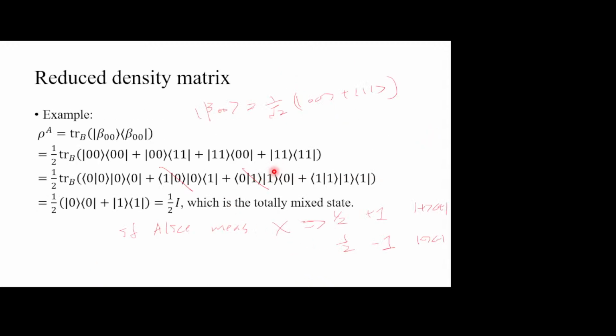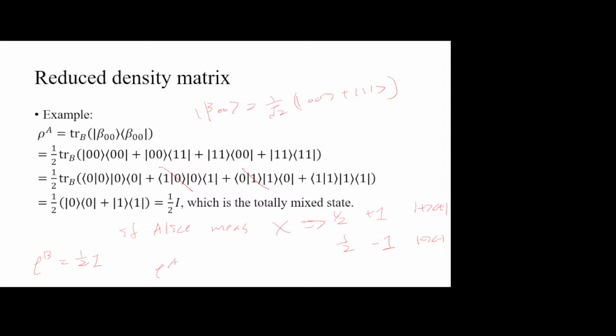Because you can see that rho A equals 1/2 identity, and because the A part and B part are basically symmetric here, it's very easy to see that rho B also equals 1/2 identity. So this should be B here. Okay, so rho B also equals 1/2 identity.